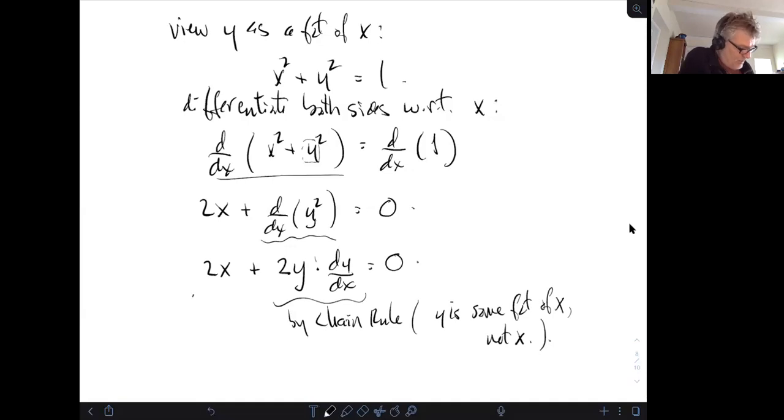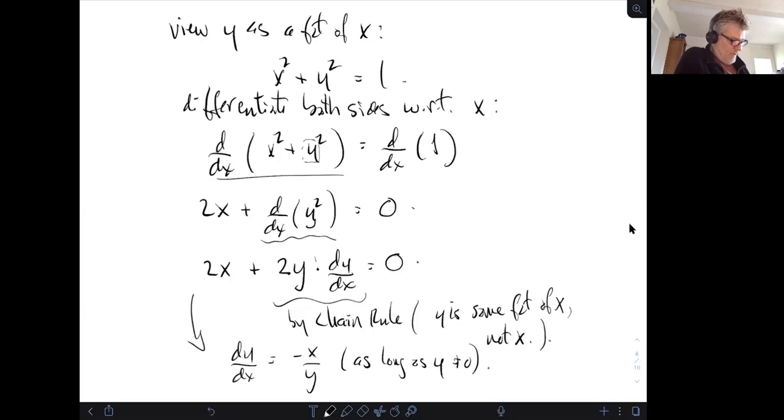And after that, I can solve and find that dy/dx, so I'll just skip a few details here, but basically, this is minus x over y. And of course, this makes sense as long as y is not 0. Okay? So what does that tell us? Let's go back to our circle, right? So if you take a point (x, y) on this circle, you can find the slope of the tangent using this expression as long as y is not 0.